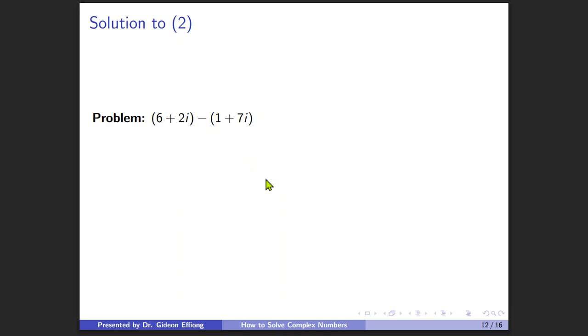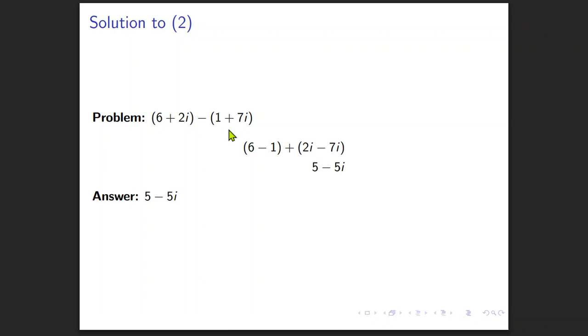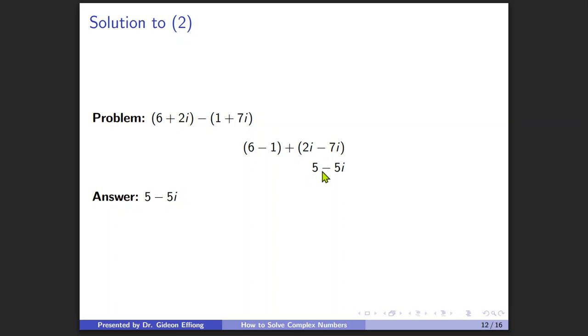Solution to 2. We have here 6 plus 2i minus 1 plus 7i in bracket. So just like you treated the addition, you will do so to the subtraction. So you collect your terms component wise and simplify. So when you do this, you have 6 minus 1 plus 2i minus 7i. So that's what we are having here. So the result is 5 minus 5i. Remember to keep your results in these formats.